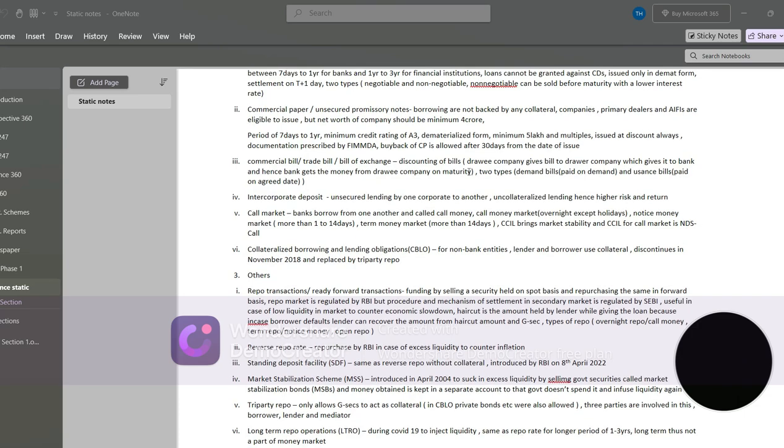And two types of commercial bills are there. First are demand bills. These are the bills which can be paid on demand, and usance bills. I think it should be usance. These are paid on an agreed date.